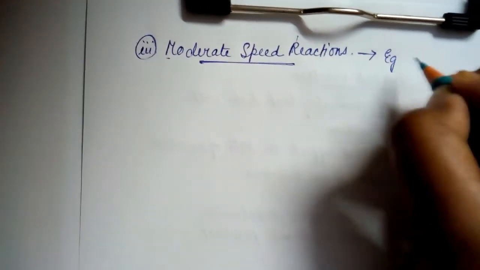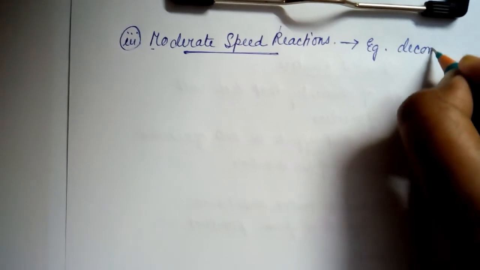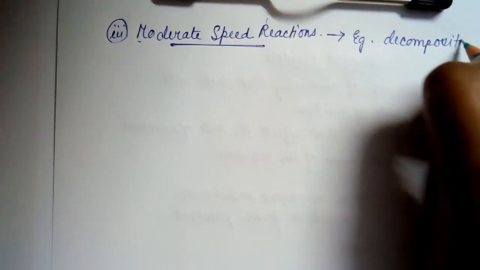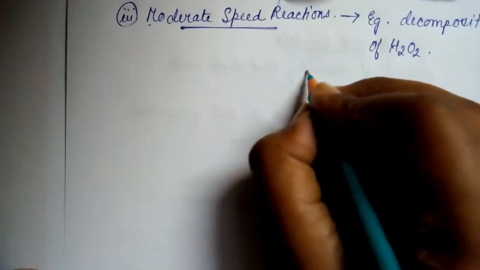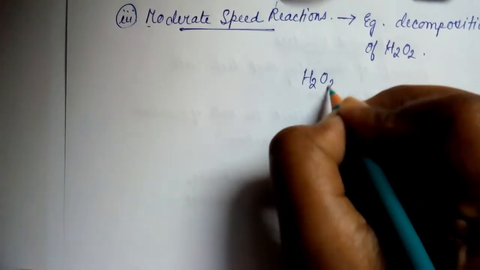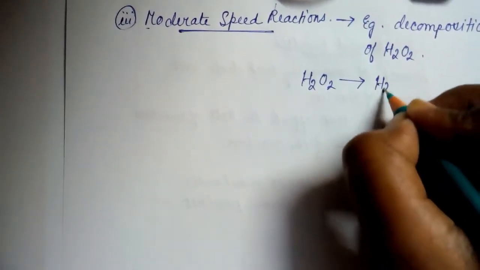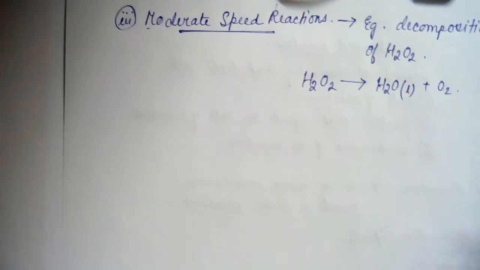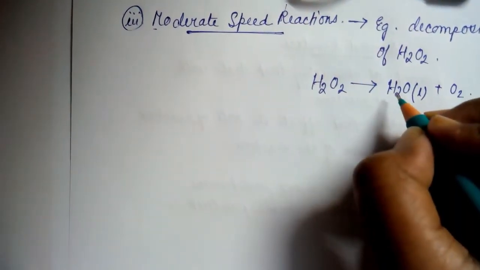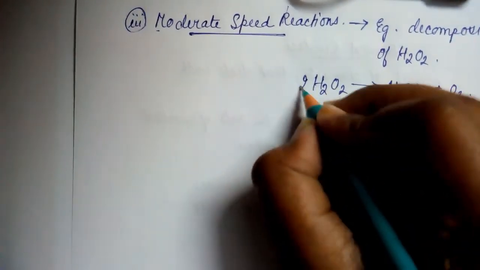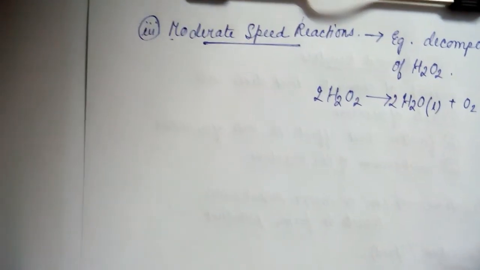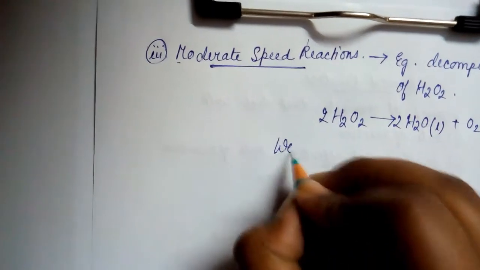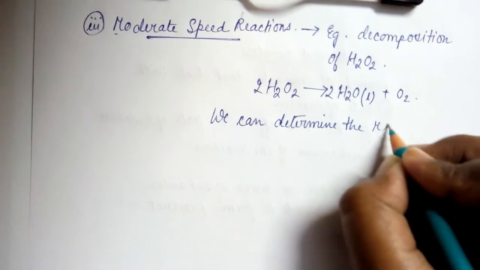Example like the decomposition of H2O2. The equation will be H2O2 decomposing to form H2O plus O2. Balancing. Right, now balance the equation and it actually comes to 2 and then right. Chalo. Now we can determine the rate of this reaction.